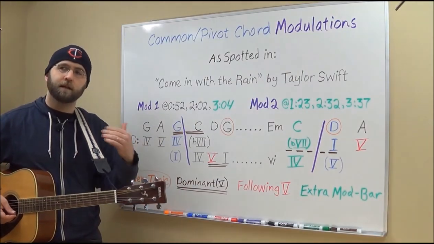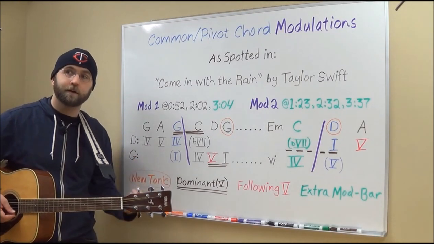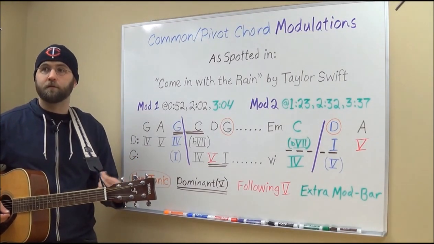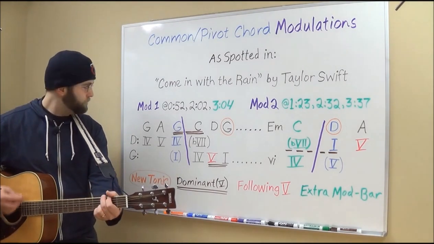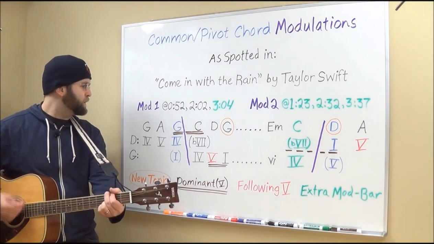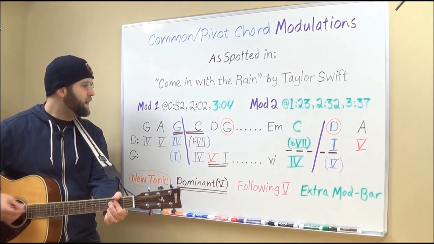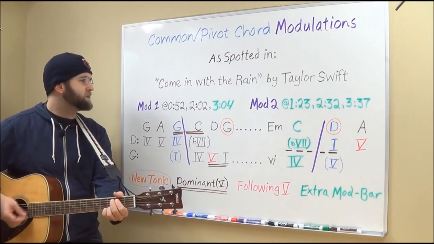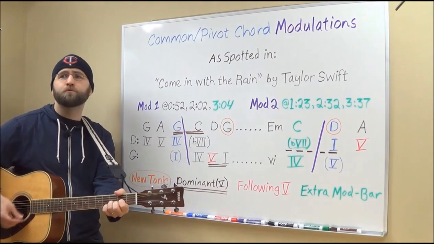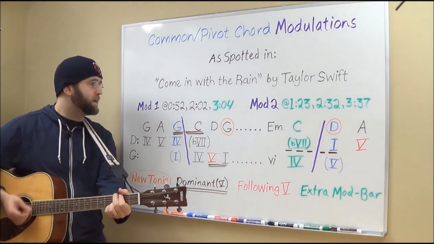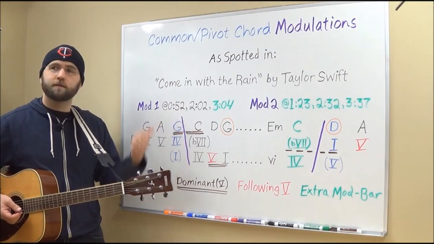Okay, let's get rolling. Left to right. As you can see here, the key of D major has the ball first for about 50 seconds. And then it's playing the G chord, which is a 4 in D, and then the A, which is the 5, and then back to G, and then C. There's your modulation, baby, at 52 seconds.